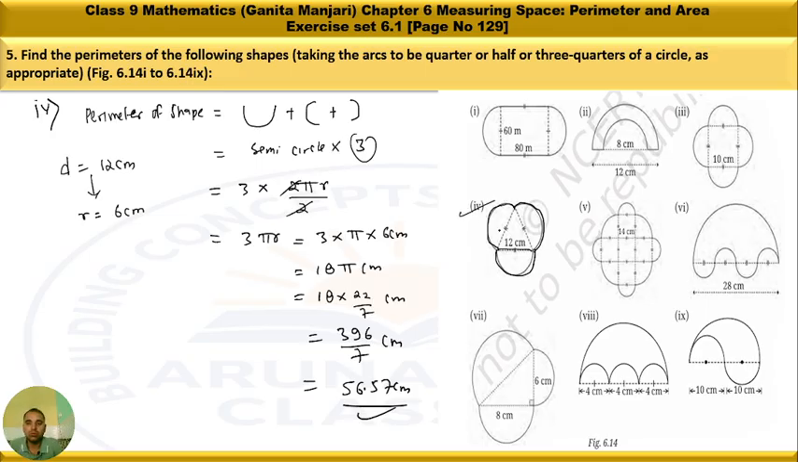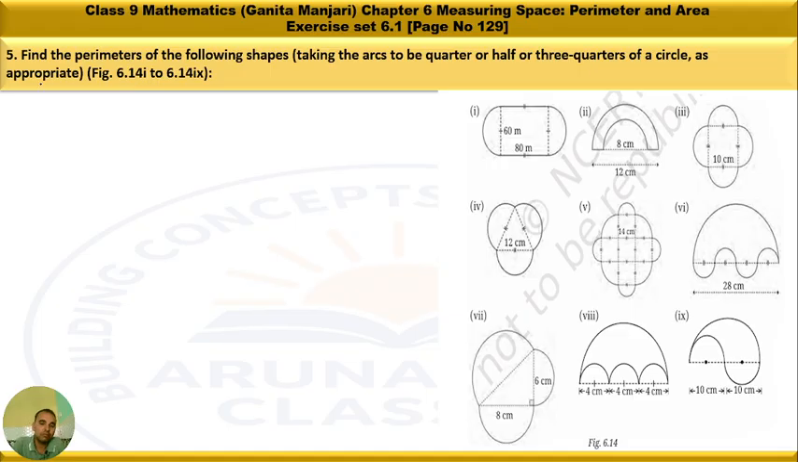Let's move on to the next part, that is the fifth one. The fifth part of the question, here the shape of the figure is given. We need to find the perimeter. So this is one part of the semicircle. This is another part of the semicircle. This is the third part of the semicircle, and this is the fourth part. So 4 semicircles are there.